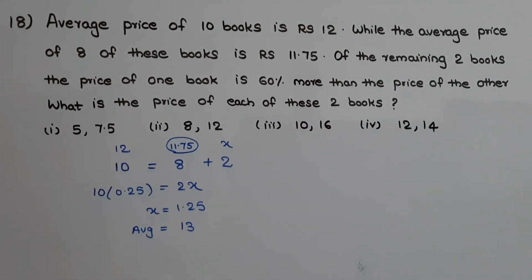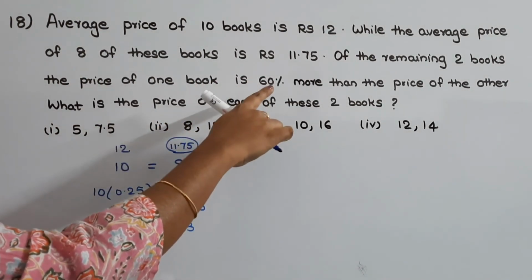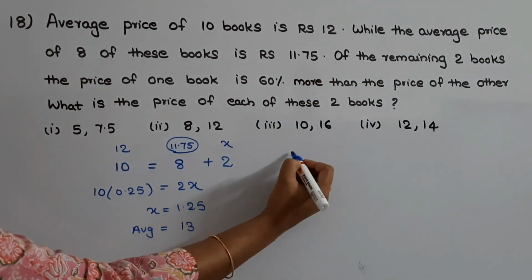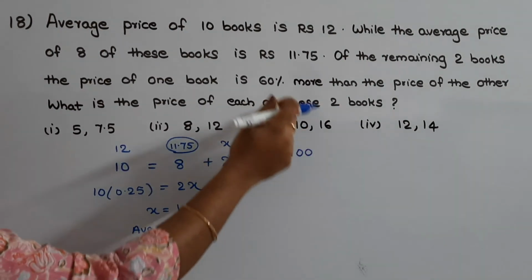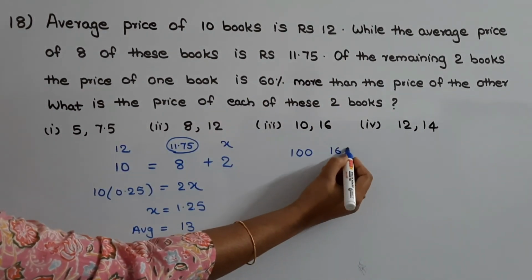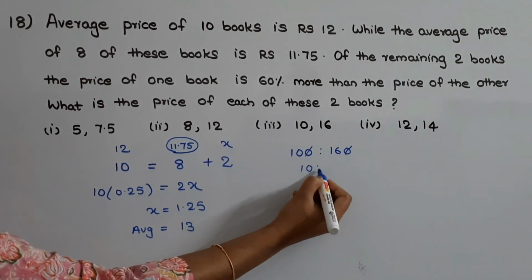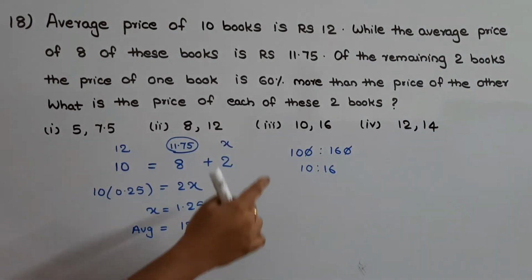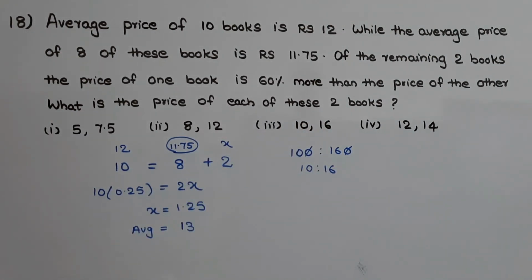Now in the question they have given that the price of one book is 60% more than the price of the other book, which means if the price of one book is 100, then the price of the other book will be 100 plus 60, that is 160. So what will be the ratio? Ratio will be 10:16. Now in option 3 only the ratio of the price of the 2 books is 10:16. So option 3 will be the right answer.